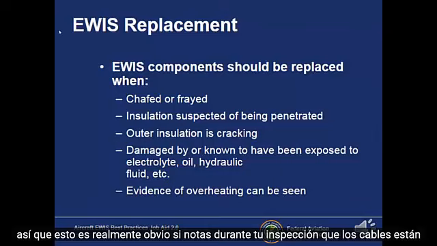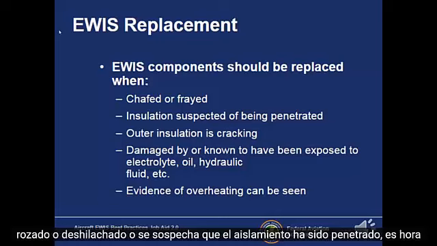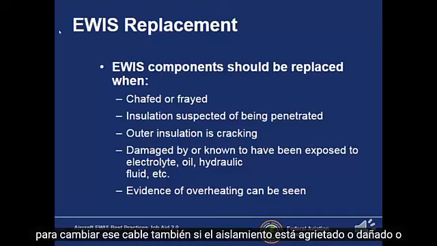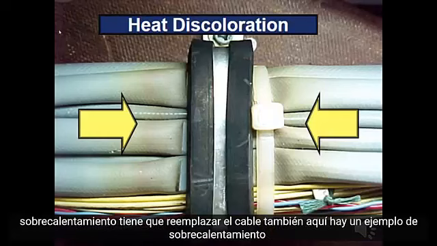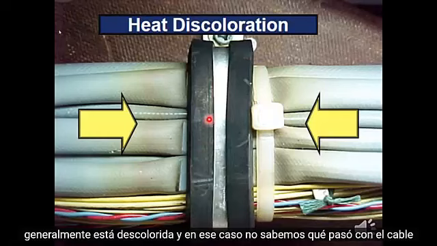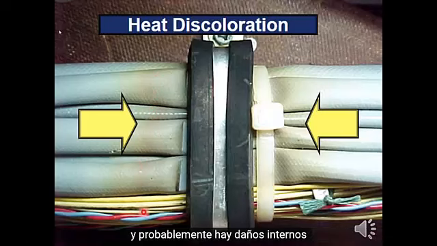So this is really obvious. If you notice during your inspection that wires are chafed or frayed, or the insulation is suspected of being penetrated, it's time to change out that wire. Also, if the insulation is cracked or damaged or overheating, you have to replace the wire as well. Here's an example of overheating. It's usually discolored. And in that case, we don't know what happened to the wire and there's probably internal damage.